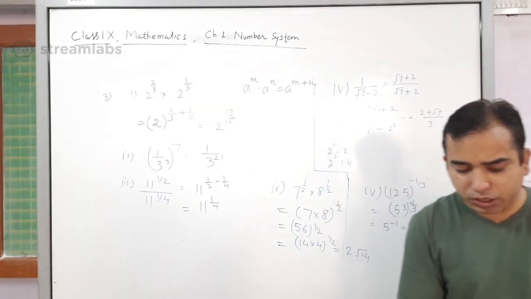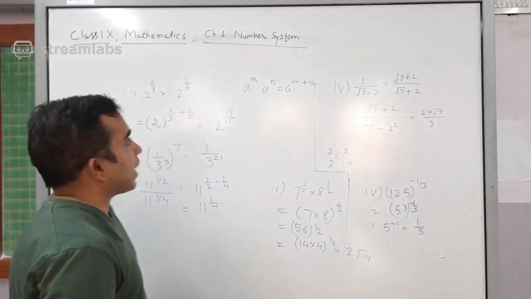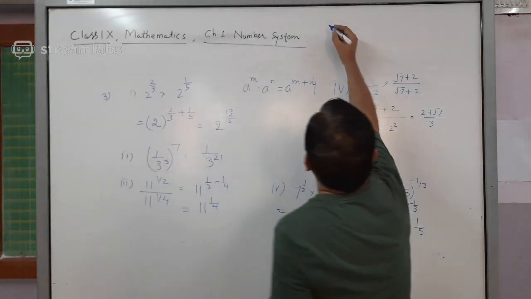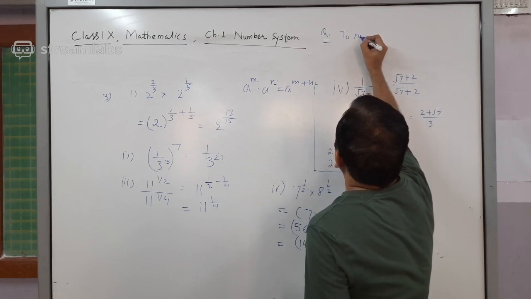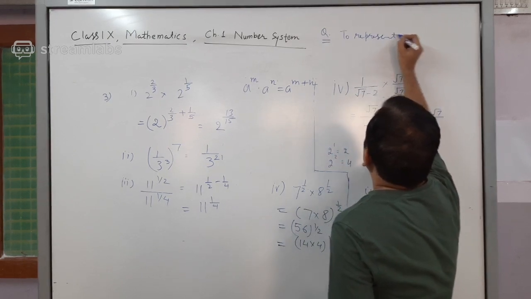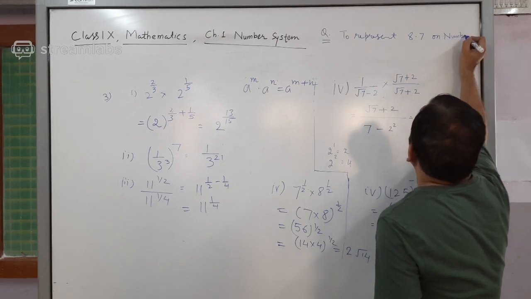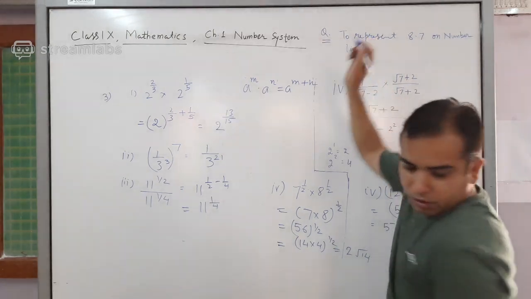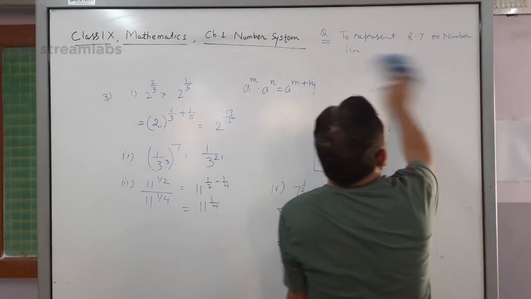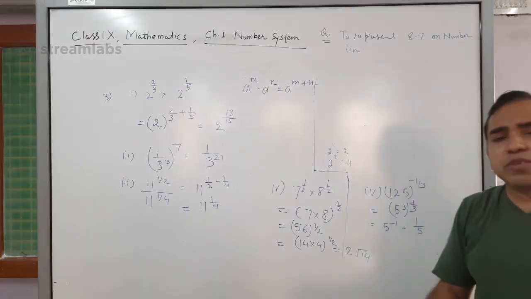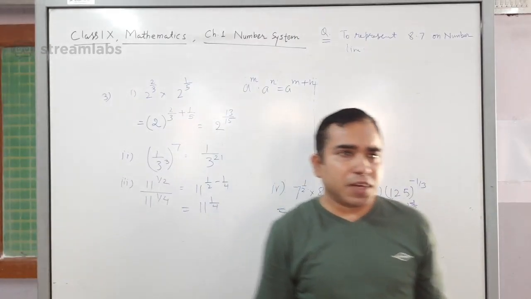Somebody has asked me one question, how to represent 8.7 on number line. This question is quite same as the question where one was to represent 9.3 on number line. Somebody has asked during the live chat. 8.7 is quite same, just like your 9.3. It is without root. So directly 8.7.